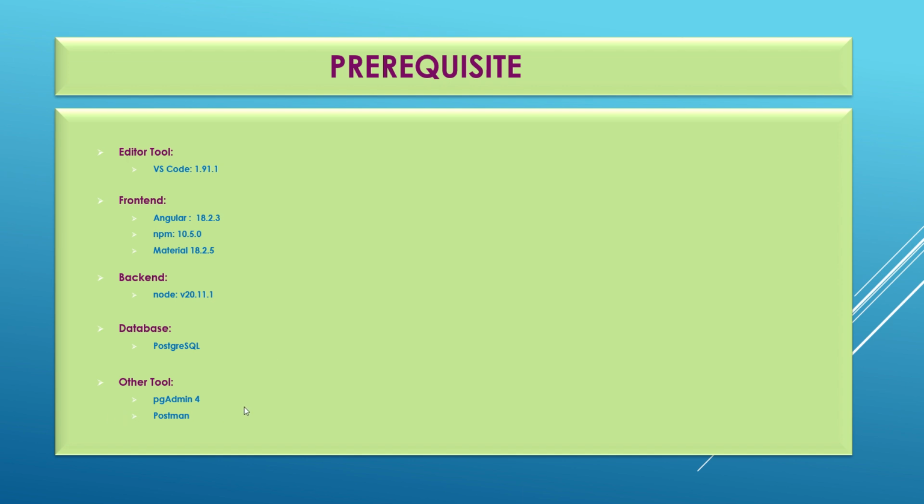We are going to use pgAdmin tool as a database management tool for creating the database and table for PostgreSQL, and we are going to use Postman to test our APIs which we are going to write on the Node.js backend application side. So this is all the technology and versions we are going to use, and the best thing is that we are going to use all the latest versions to create this full stack application.